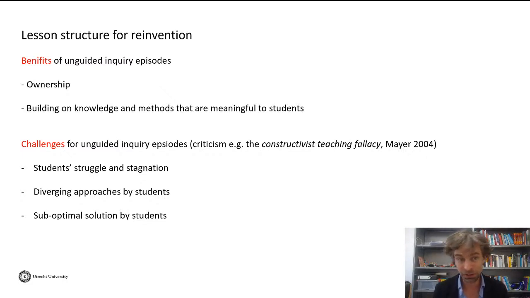But okay, students are going to get stuck. As was asked also in Paul Drijvers' lessons, there will be diverging approaches by students. Students will have all sorts of ways to solution, so how to deal with that? And also they will have solutions that are not as good as the best solution or the solution you might hope for. So how to deal with that?